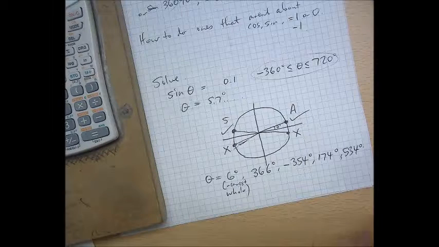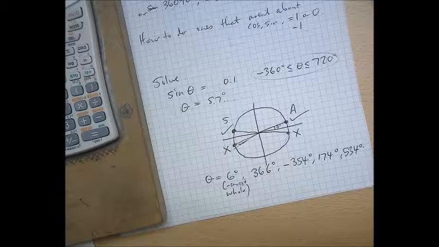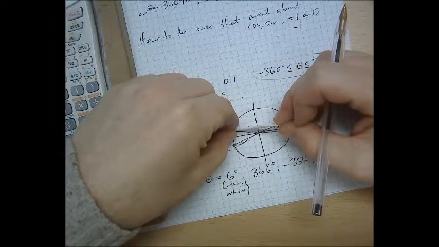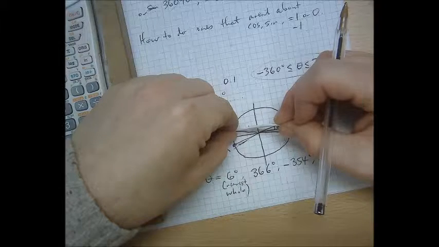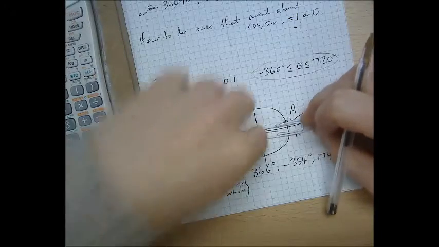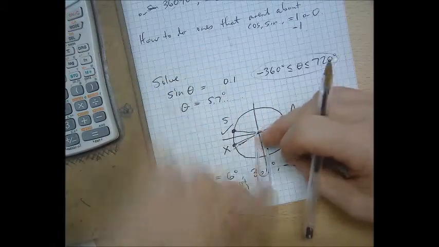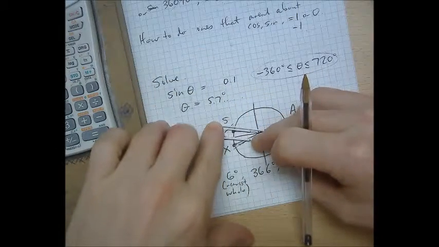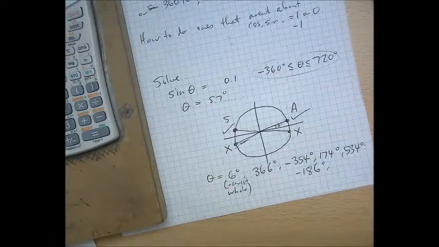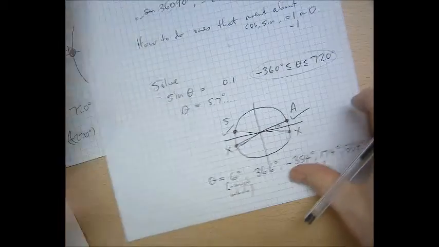I'm just trying to think, if you're allowed to go twice round, then is there any other way to get to this? I don't think you can. But you can certainly get it by going in the negative direction: negative 90, negative 180 plus an extra 6. So that's negative 186, and there are your 6 answers. I'll just do another example.